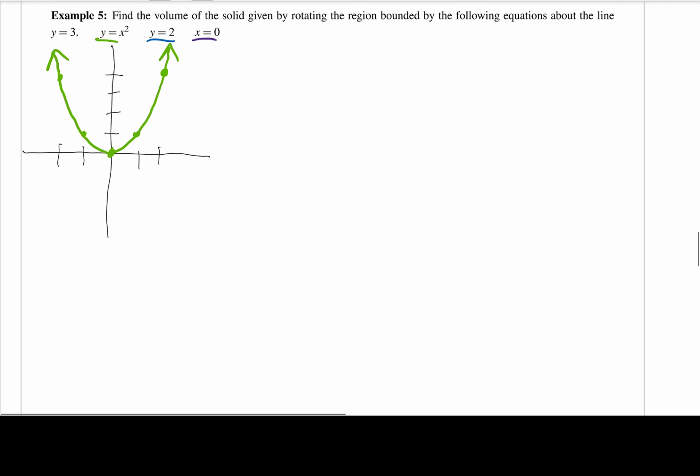Alright, then we have y equals 2, which is going to look something like this. And x equals 0, which would look like this. And as a reminder, we're going to be rotating about y equals 3. So that's going to be this line right here.